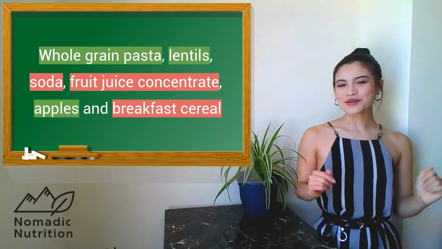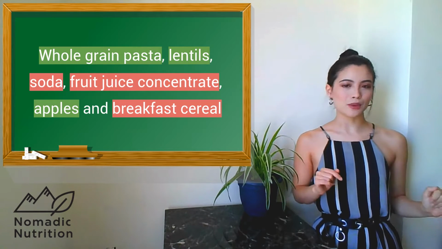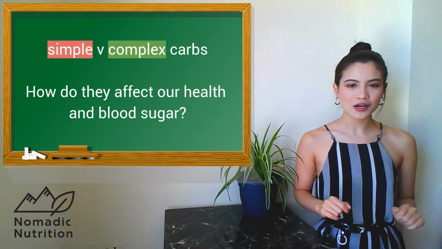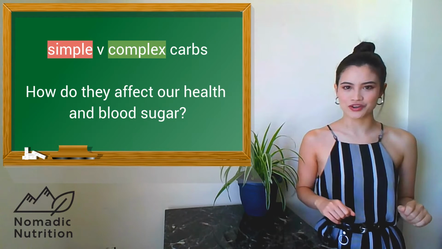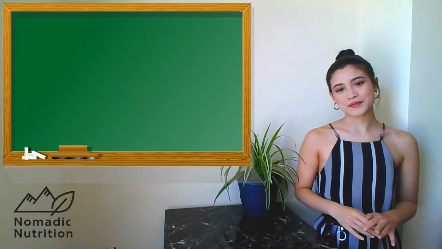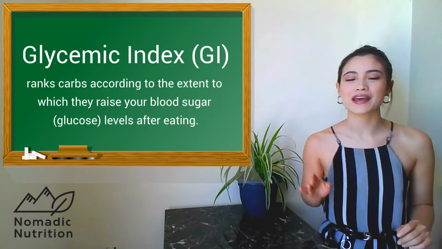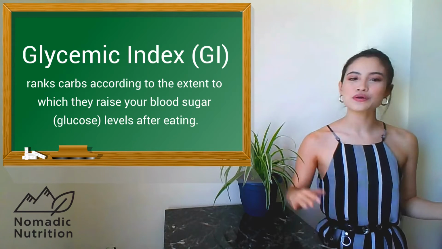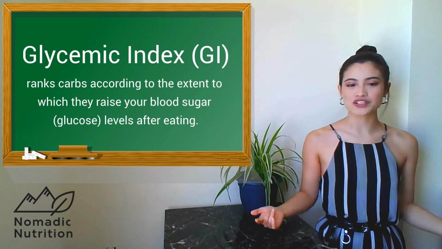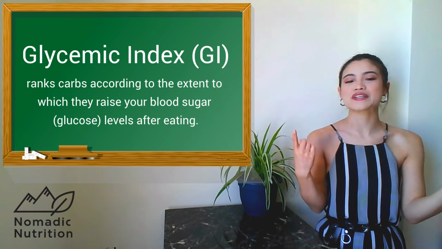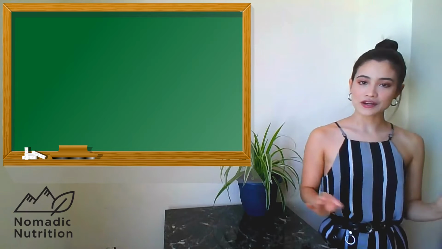Awesome! Now that you can identify the difference between simple and complex carbs, let's talk about how they affect our health, and more specifically, how they affect our blood sugar. Complex and simple carbs can be measured against the glycemic index, a scale from 0 to 100, ranking carbohydrates according to the extent to which they raise our blood sugar levels after eating. Take a look at this graph.